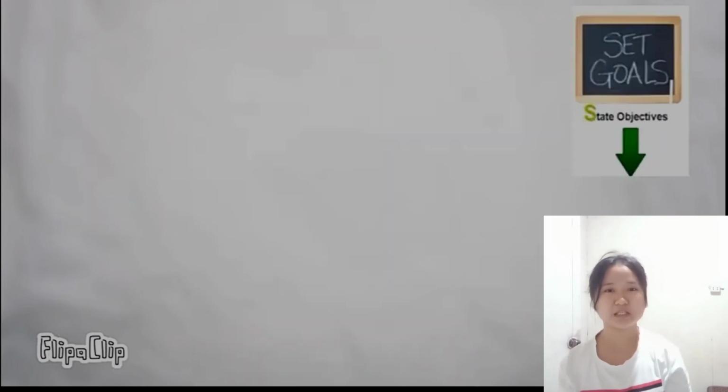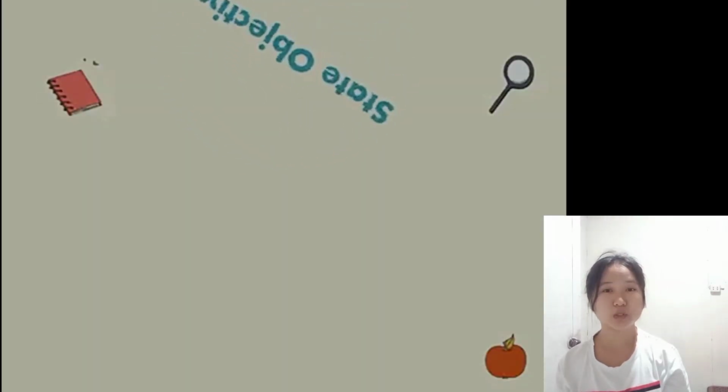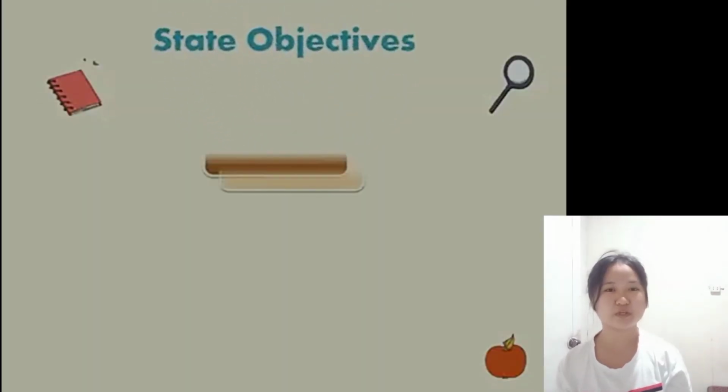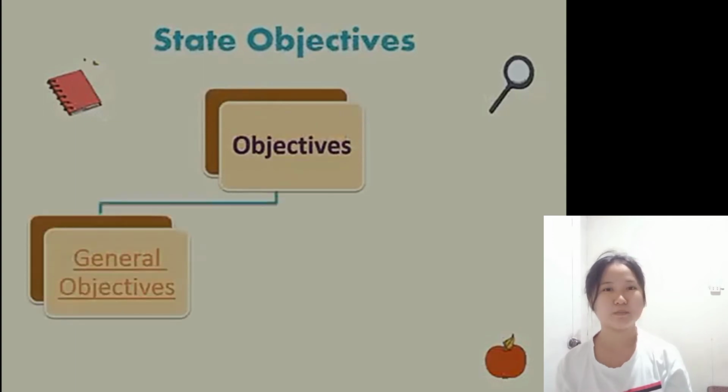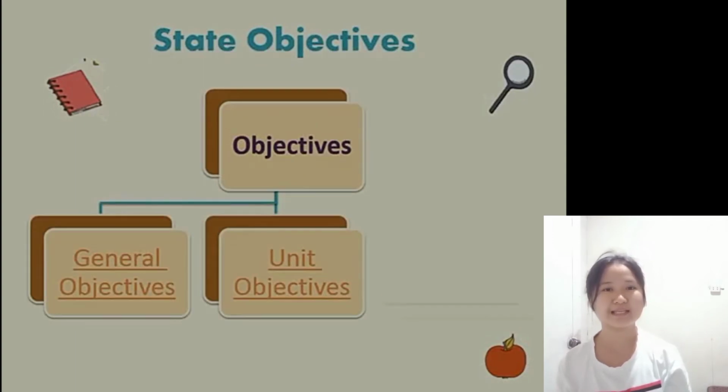By the end of the lesson, the learner should be able to: A, draw a diagram of a tooth; B, state the function of each part of a tooth; C, compare the teeth of a dog and that of a sheep.